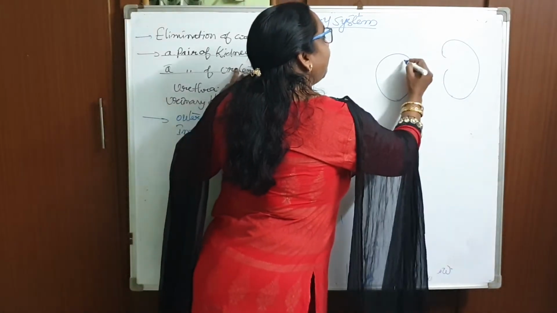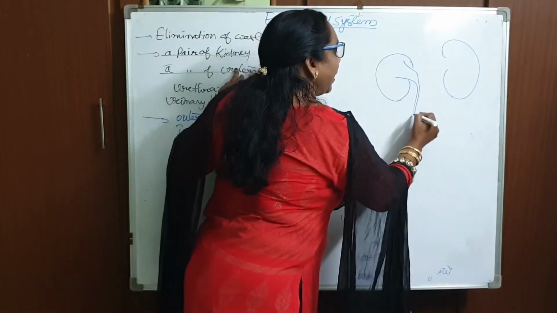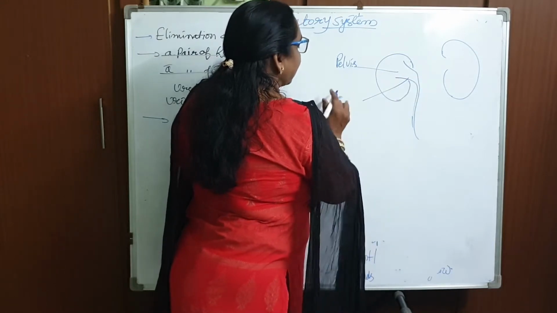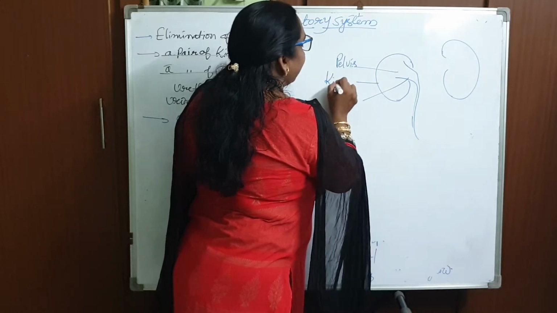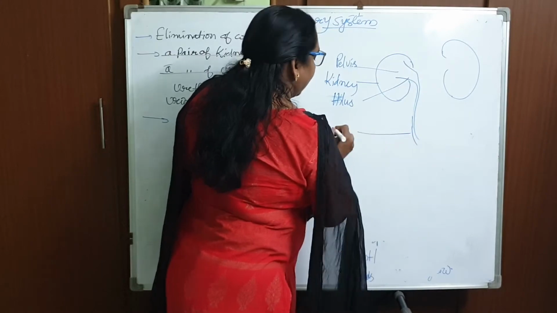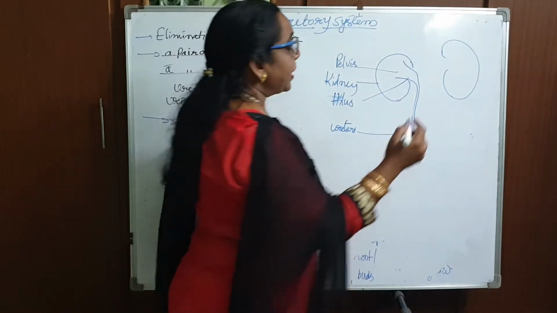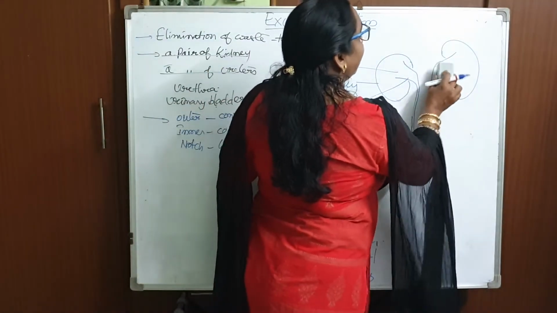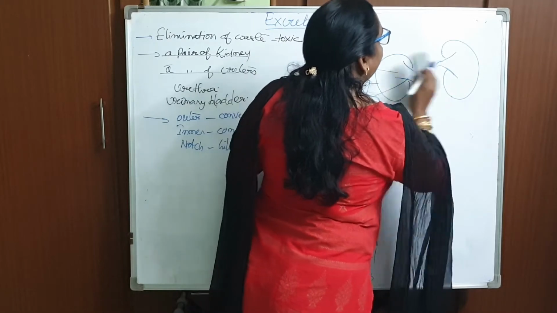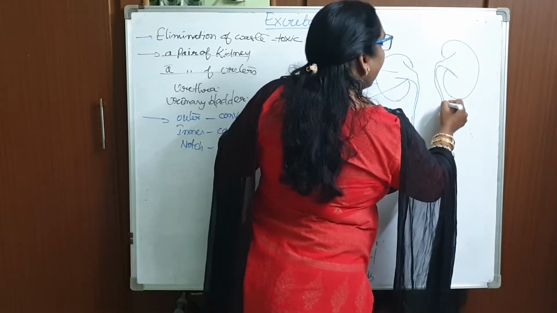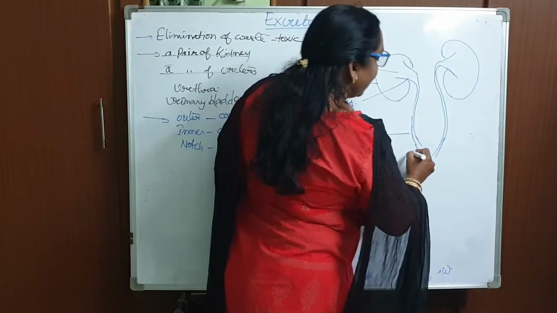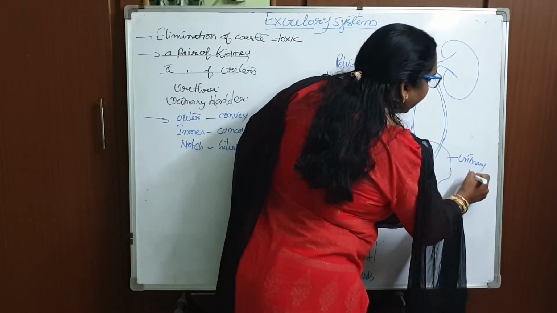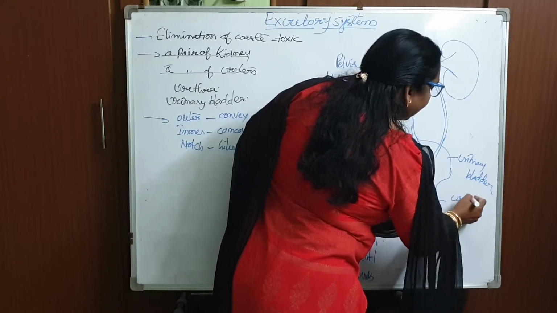From the notch we can see a funnel-like structure that opens, and this opening part is called the pelvis. This notch is called the hilus. These are a pair of kidneys, and these tube-like structures are called ureters. That funnel is called the pelvis. From the pelvis, it opens into narrow tubes, and these narrow tubes are called ureters. The ureters open into the urinary bladder, and the urinary bladder ends with the urethra.